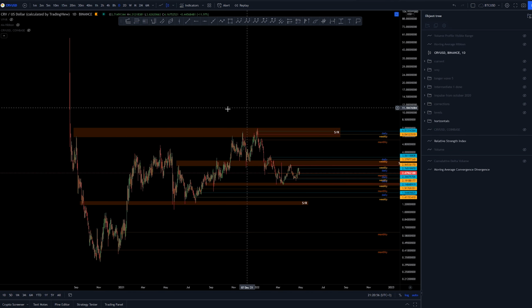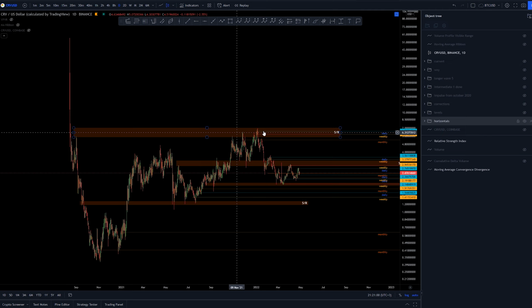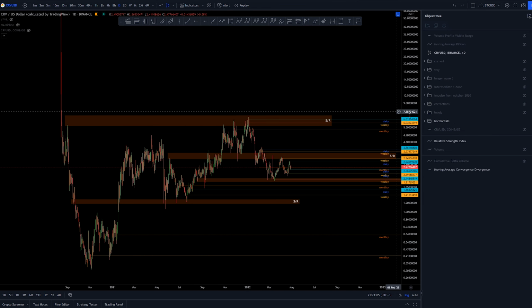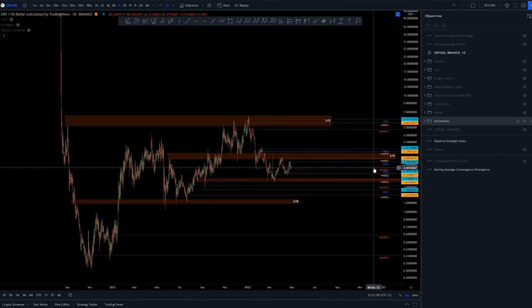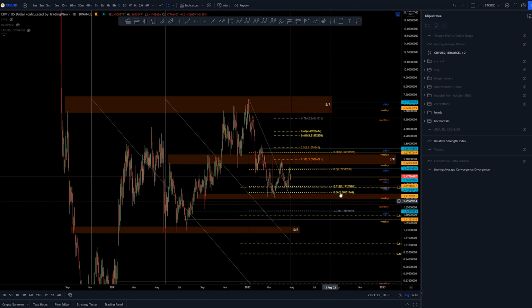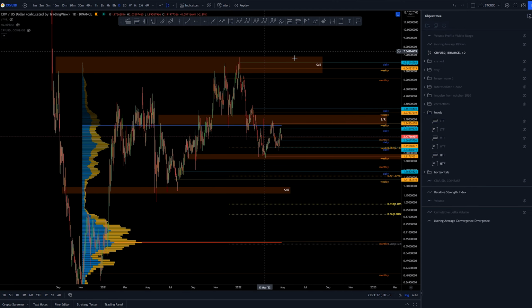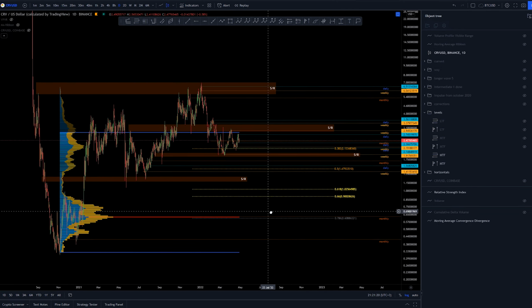Again, brown boxes are support and resistance areas where we've seen price action visit multiple times, and then we have weekly, monthly and daily closes that haven't been tapped before. Let's not go there yet. Let's just, on a higher time frame, check out some levels.